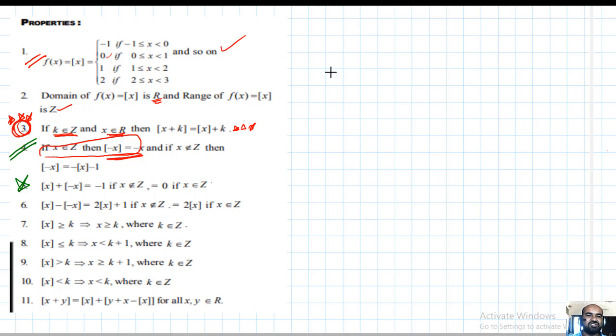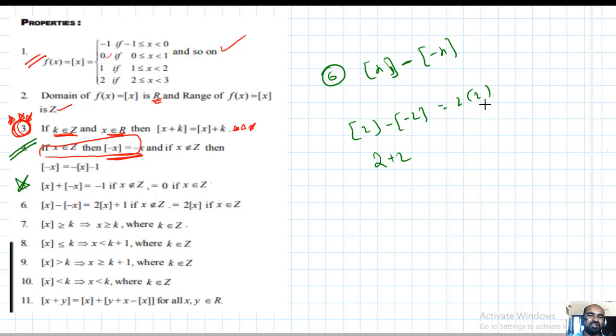Yeah students, next one is the sixth one: step x minus step of minus x. What is this? Again, divide into two cases, integer and non-integer. If x is taken as an integer, I will explain through an example. Step 2 minus step of minus 2: 2 only, and step of minus 2 is minus 2, so minus minus plus 2. What is the meaning of that? 2 into 2 gives 4 actually. So step x minus step of minus x equals 2 step x, if x is an integer. x belongs to Z, this happens here, clearly given.